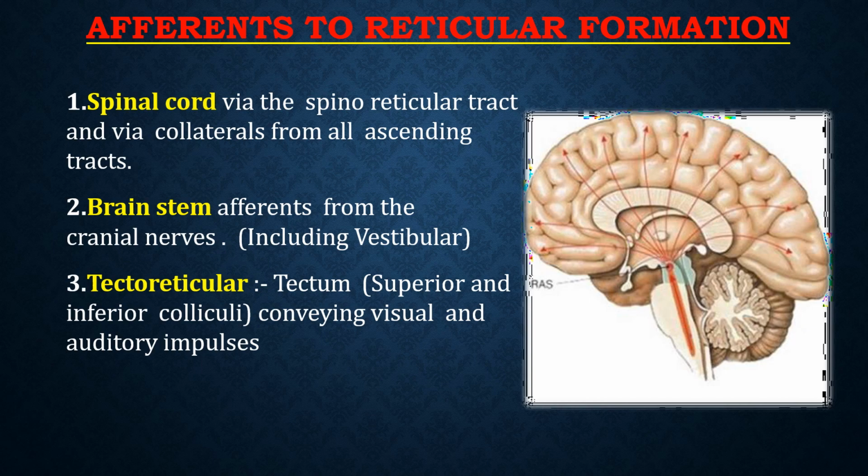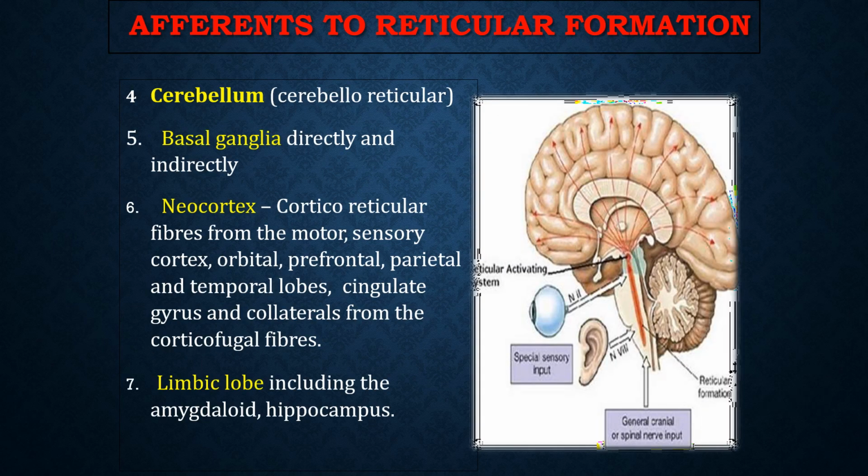So as we all know, the ascending tracts like spinothalamic and dorsal column pathways are present. So from those tracts, the collaterals will come into the brainstem reticular formation. And apart from that, the efferents will also come from the cranial nerves. Okay, and then tectoreticular, that is tectum, superior and inferior colliculi, which are present in the midbrain. They convey visual and auditory impulses. Okay, so from the tectum also the efferents will be coming to this reticular formation.